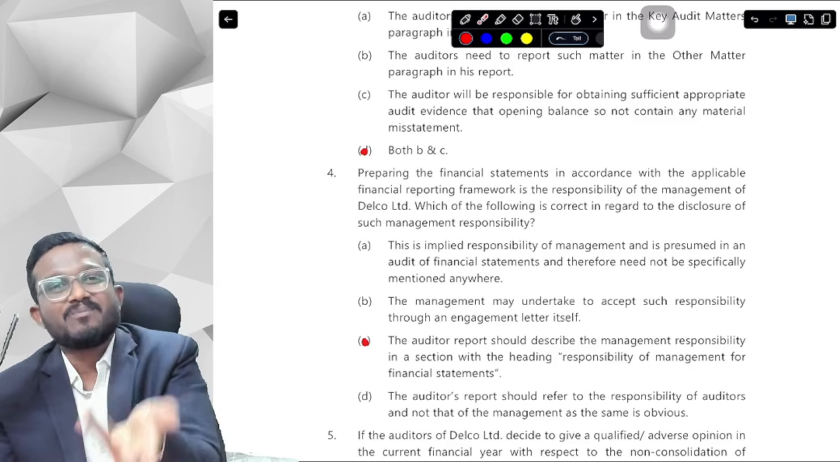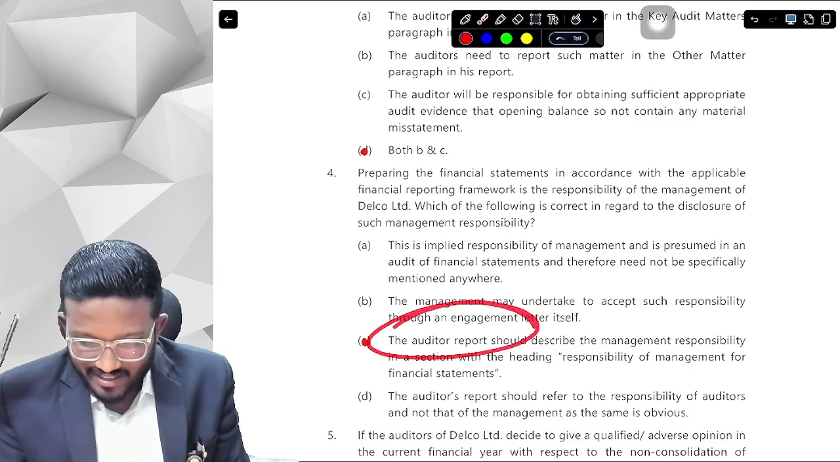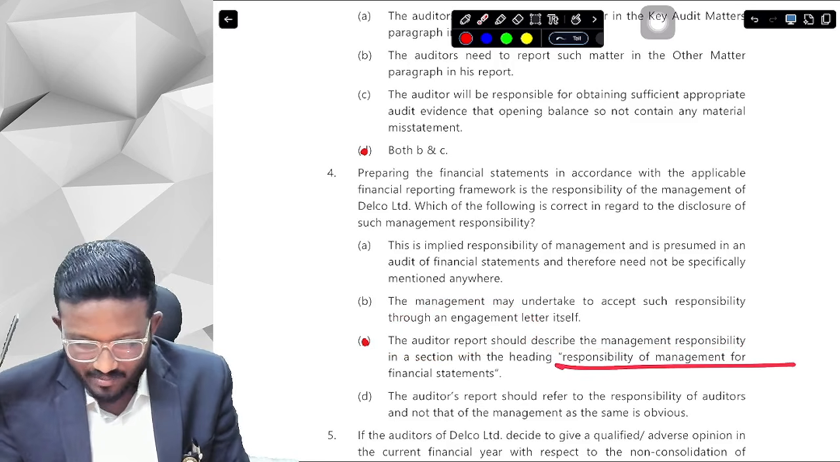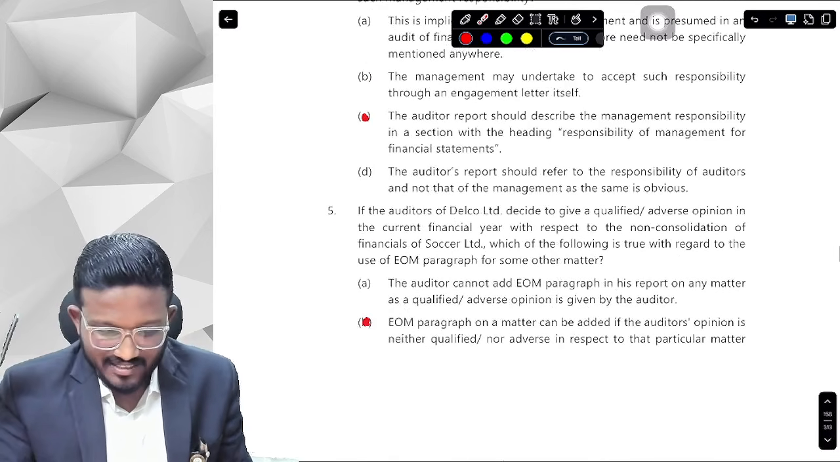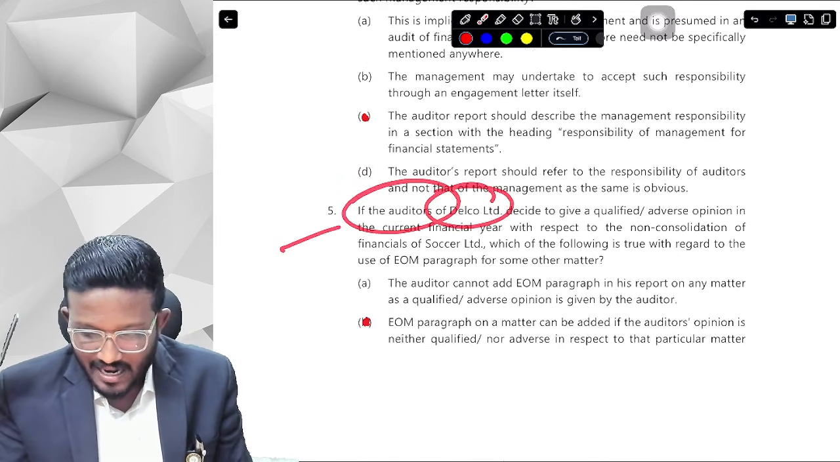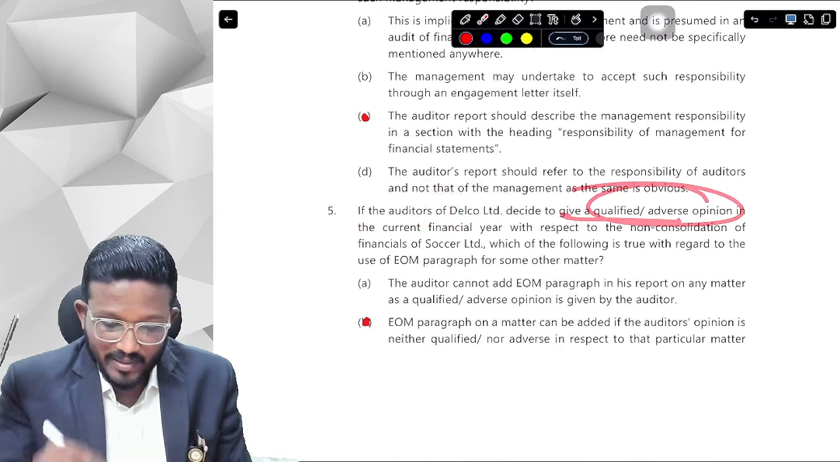In the management responsibility section, the auditor will describe the management responsibility in the responsibility of management for financial statements section. Okay, yes sir.